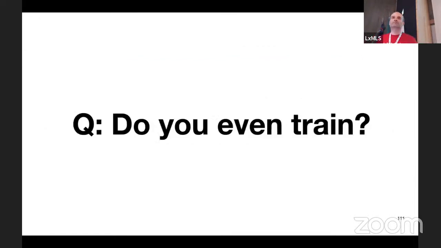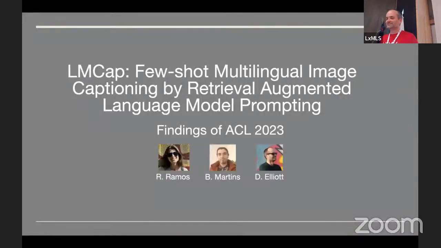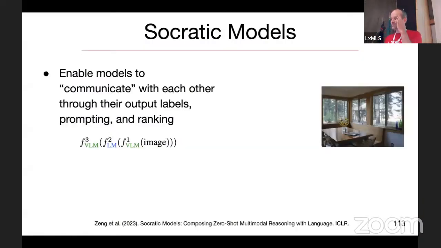But let's go even further. I'm not finished yet. Do you even have to train a model? Let's just go all in. I was quite skeptical about retrieval augmentation when we started, but I'm completely convinced now, and I hope you are. In 2023, there was a really interesting paper at ICLR on Socratic models, where models communicate with each other through output labels.